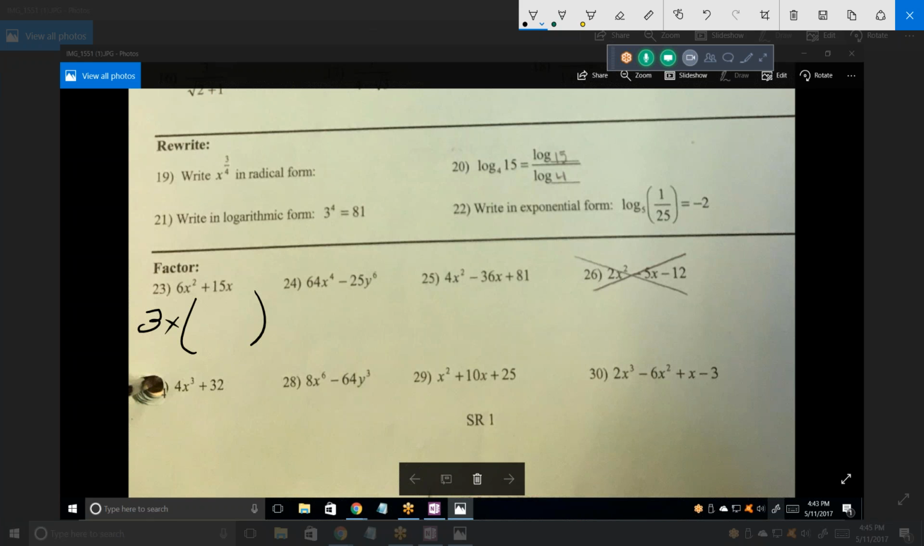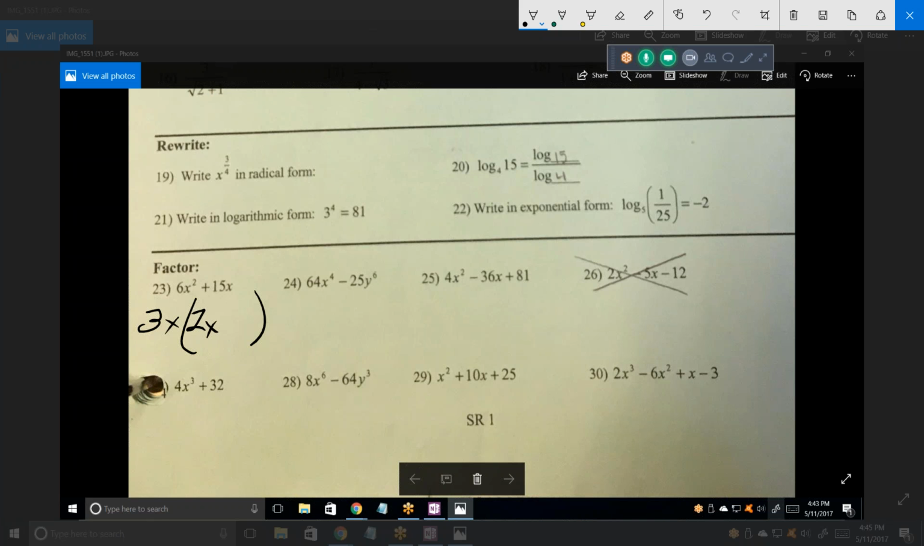The way you're going to determine what's left is you're going to take that greatest common factor and divide it into both terms. So what is 6x squared divided by 3x? 2x plus. Okay, stop for a moment.